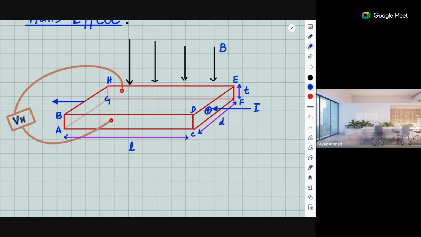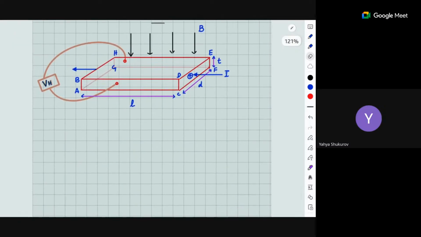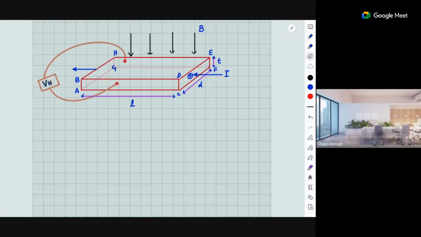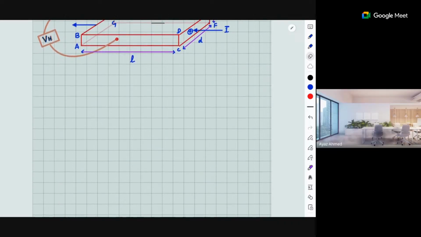Yes? Yeah, who will tell me? Where will this charged particle be drifting? Okay. Into the page. Into the page. EFGH? Yes. Okay.